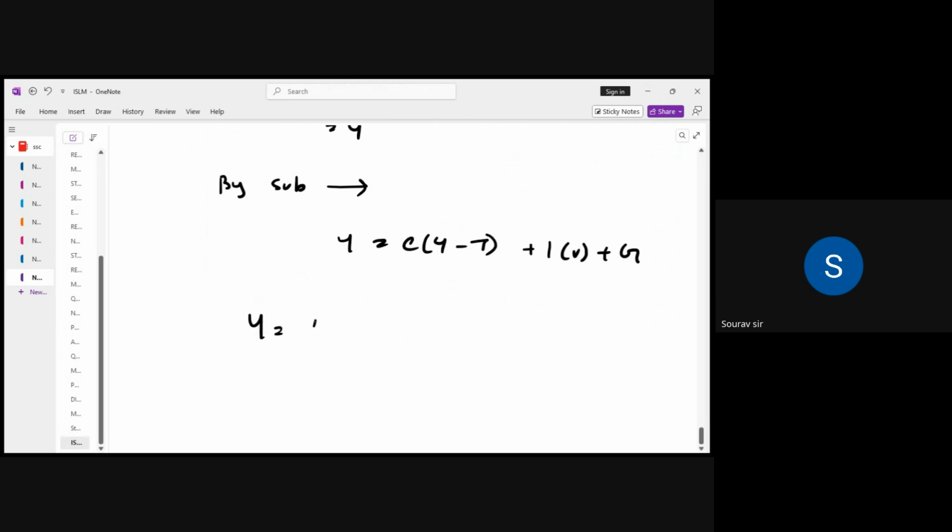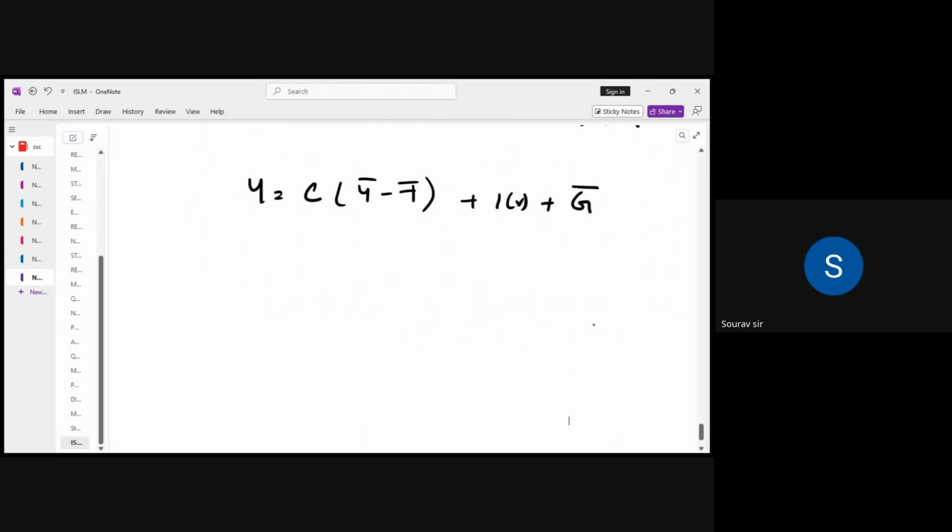Since the variables G and T are exogenously determined, and the factors of production are also fixed, the production function determines the quantity of output supplied in the economy. So Y bar is equal to C of (Y bar minus T bar) plus I of R plus G bar. Here the supply of output is equal to Y bar. So in this equation, only R remains undetermined, because it must adjust to ensure that the demand for goods equals its supply.